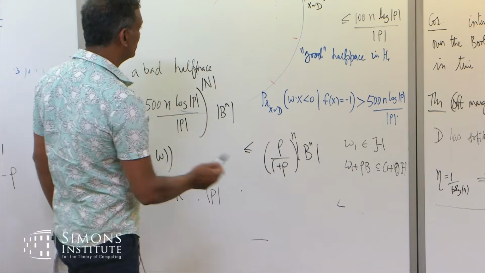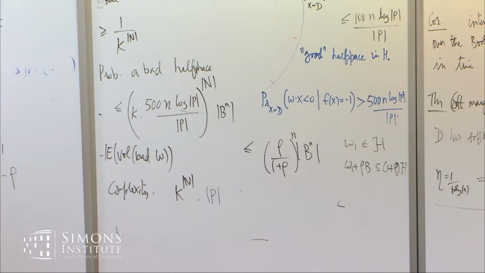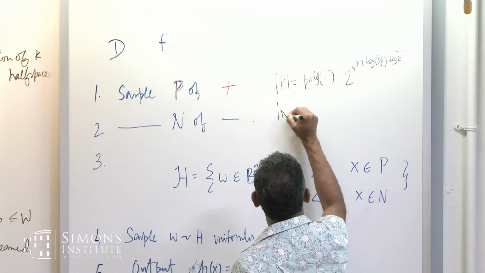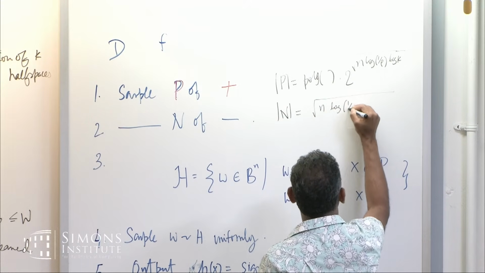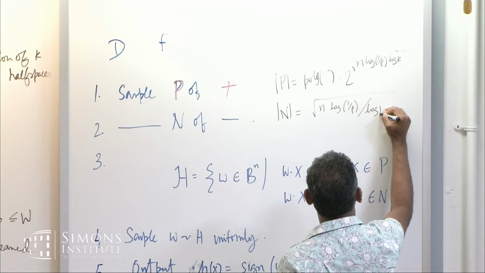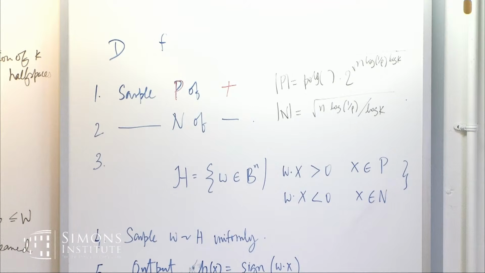P is going to be much bigger than n. And now I'm just going to tell you what the parameters we use are. We're going to set p to be some polynomial, you'll see, times 2 to the root n log 1 over rho log k, and n to be just root n log 1 over rho divided by log k. And now you can check that when you do that, these will have the same complexity here, and the overall complexity will be the claimed theorem complexity of this product here, and moreover, this condition is going to be satisfied.